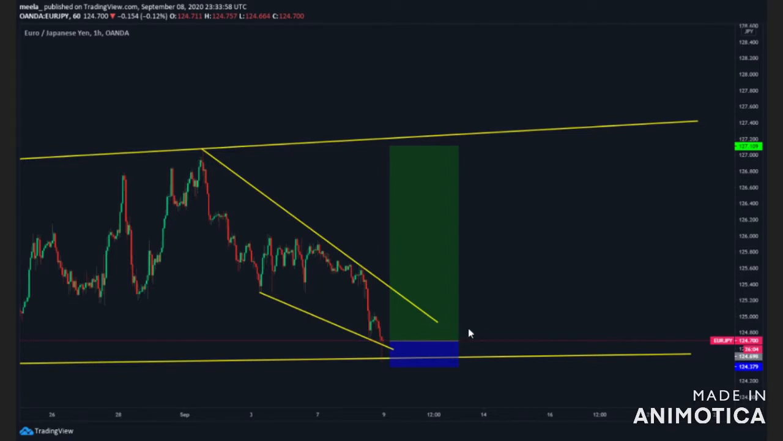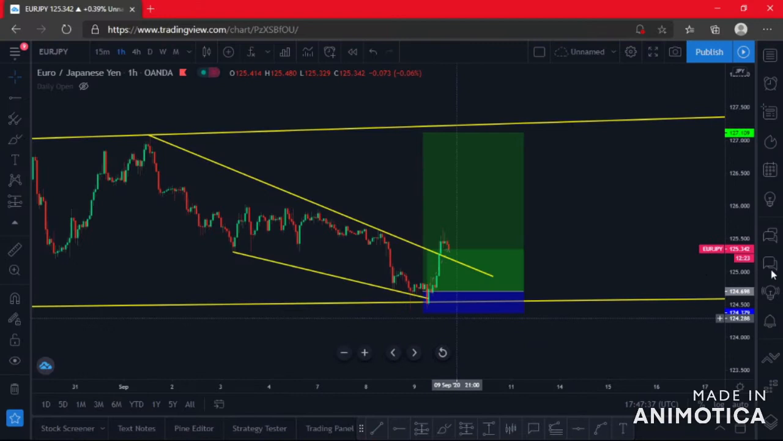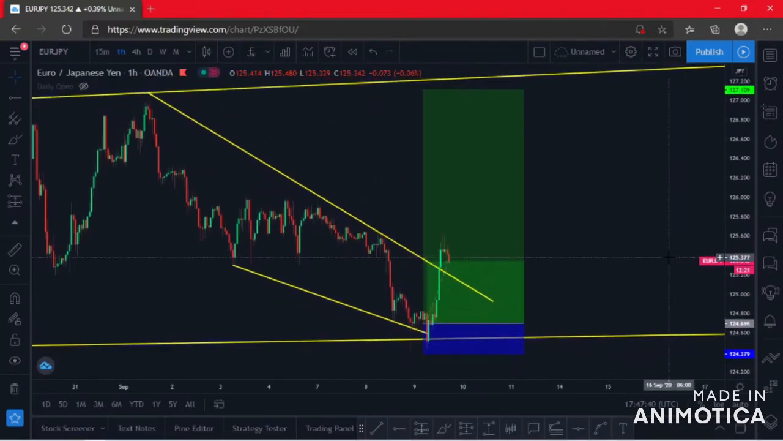So in this video I'm just gonna show you guys a trade that I caught on EURJPY. So this is just the before image, alright, and this is the after, alright. So this is just about, let me check real quick, just about 75 pips so far.